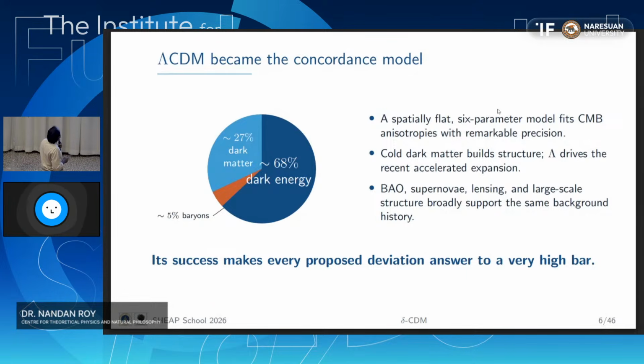You know that the best concordance model in cosmology is a spatially flat 6-parameter model, which can fit the CMB data very precisely, and it's a very successful model. Considering cold dark matter as the dark matter candidate and the cosmological constant as dark energy is the standard model of cosmology, and it is very precisely constrained by observations, particularly CMB observations.